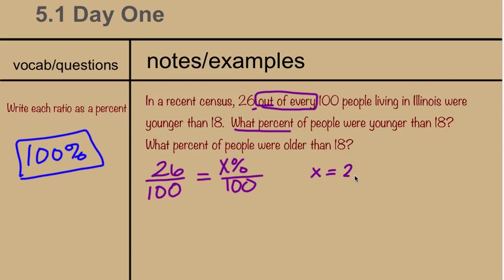x equals 26. Let's say for some reason you did not see that method. Go ahead and set it up to solve algebraically. 100x would be on this side because I cross multiply.